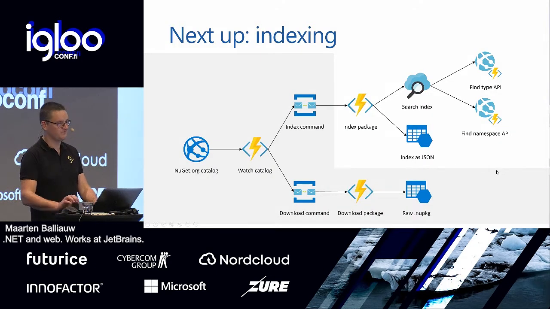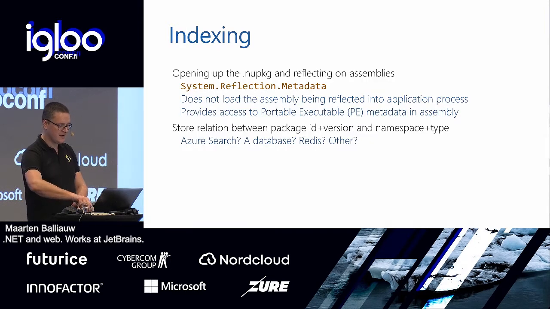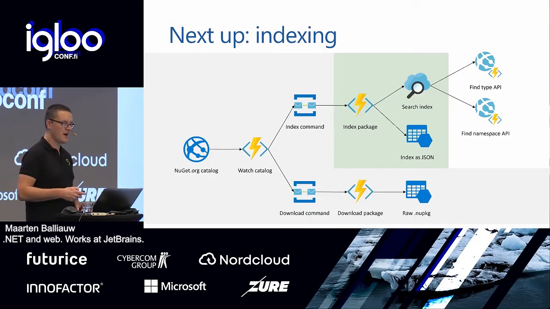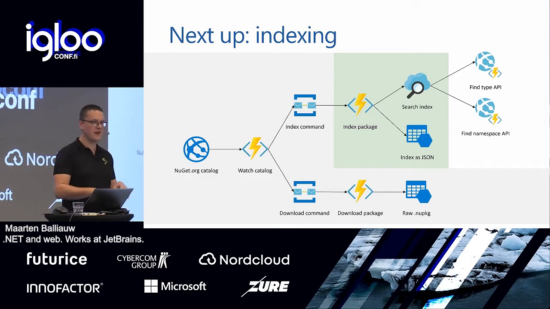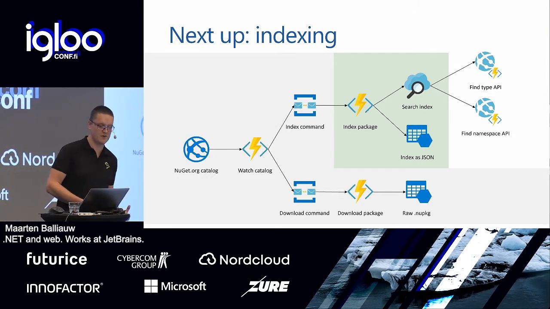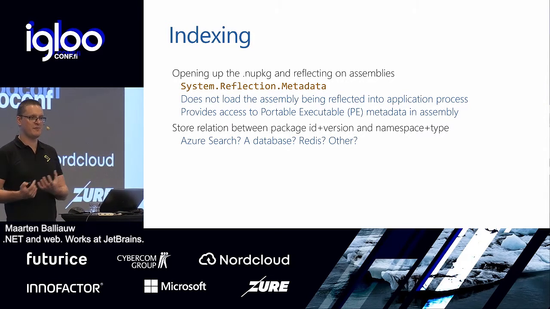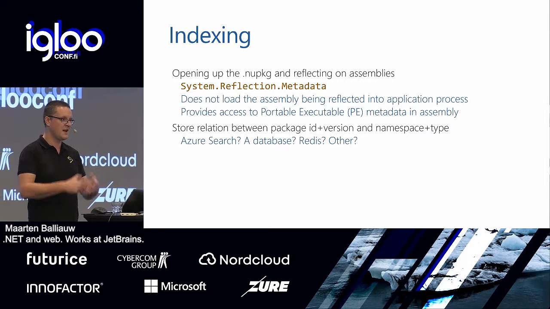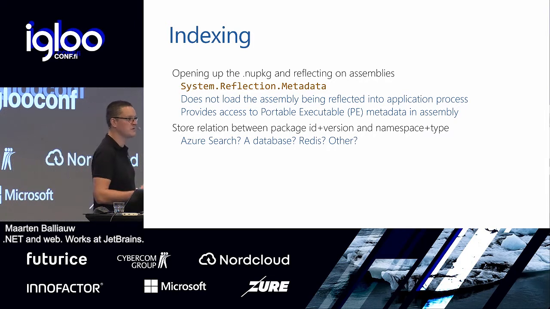We're done with that. Now let's talk about indexing packages. Indexing is going to be slightly more complex. Let's park the functions runtime for a while and look at how we can read from the packages that we get from NuGet. I already mentioned that NuGet packages are zip files. If you open them up, you will see a list of assemblies in there that you can read from and do whatever you want with.